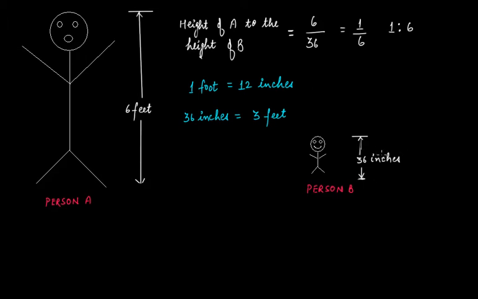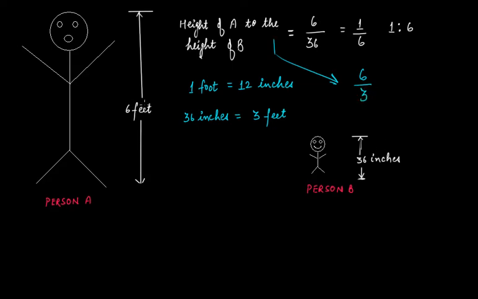So what we are going to do is make the units similar. We're going to take the same units. In this case we have feet, so here also we are going to convert this unit into feet. Therefore 36 inches means 3 feet. Now it's time to compare the values. Now we can calculate it properly. So the height of A to the height of B will be 6 over 3, not 36.